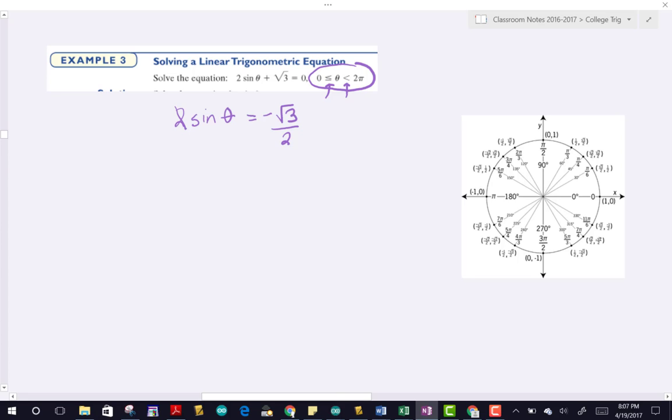So if we look at our unit circle, remember that we're looking for places where the y-coordinate is equal to negative square root 3 over 2. Those are going to be in the bottom half of the circle. And so here is one down here at 4 pi over 3. That's kind of hard to see, that tiny little thing, isn't it? And then there's another one right here at 5 pi over 3. So we only have 2 solutions in the interval that we're interested in, and those 2 solutions are 4 pi over 3 and 5 pi over 3.